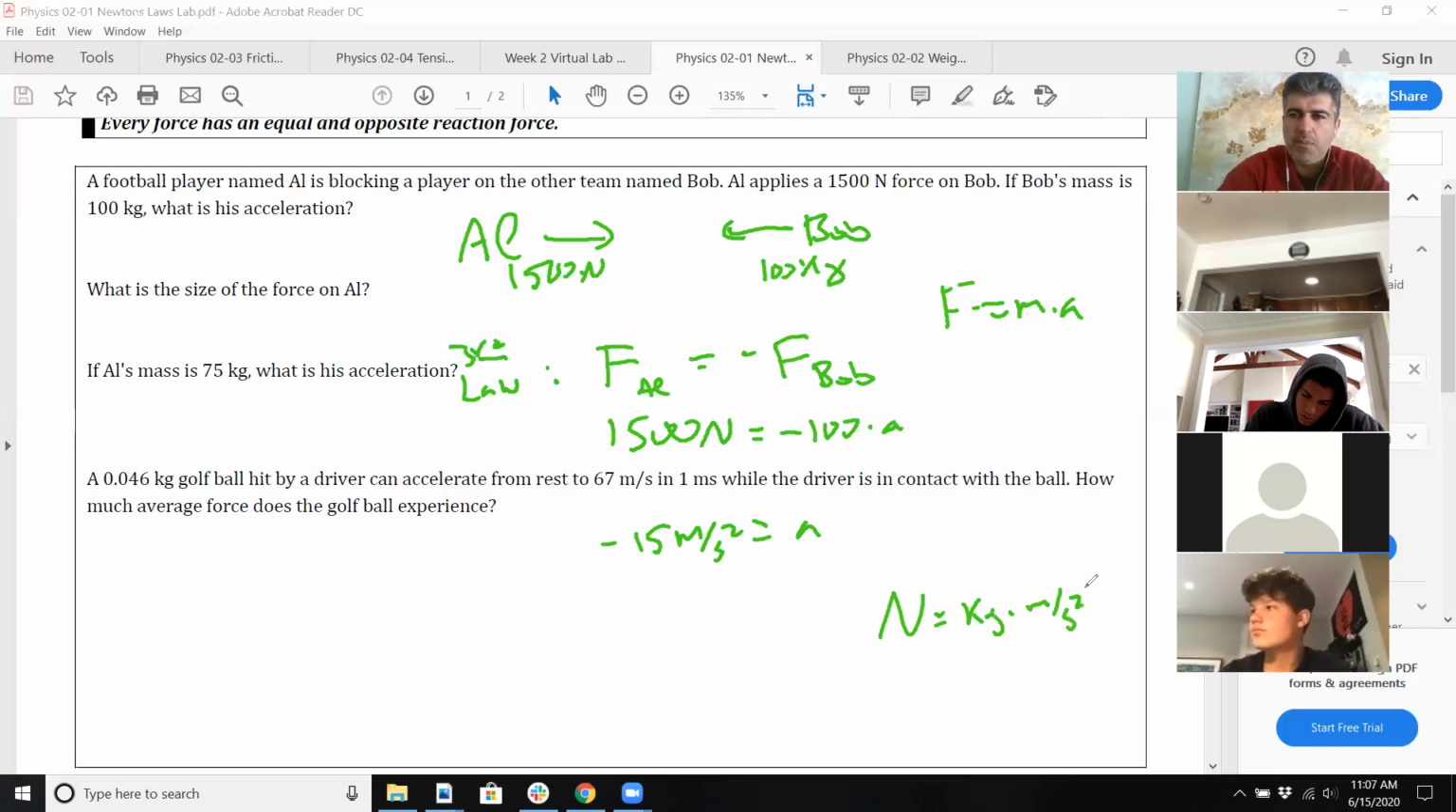I'm not sure if I accidentally wrote meters per second. If I did, please correct that. It should be meters per second squared. I don't remember if I did make that mistake, but it should be meters per second squared.